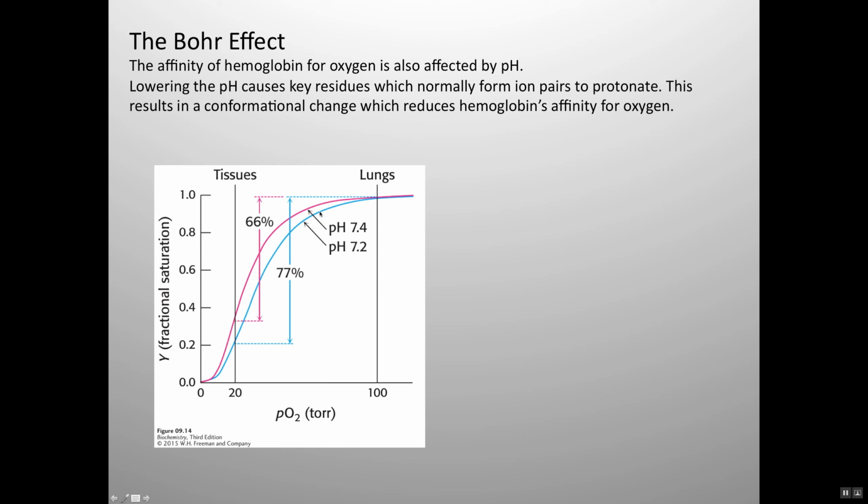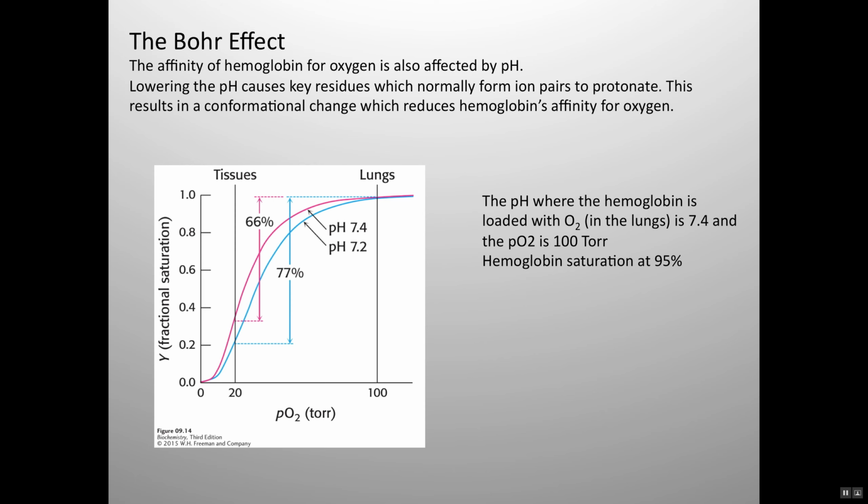At a pH of 7.2, the hemoglobin can offload 77% of its oxygen in the tissues, because the pH of 7.2 promotes the T state, that is the state which will tend to offload oxygen. And it turns out that the pH where the hemoglobin is loaded with oxygen, that is in the lungs, is 7.4. So under these conditions, at high oxygen and at a pH of 7.4, hemoglobin loads up with oxygen.